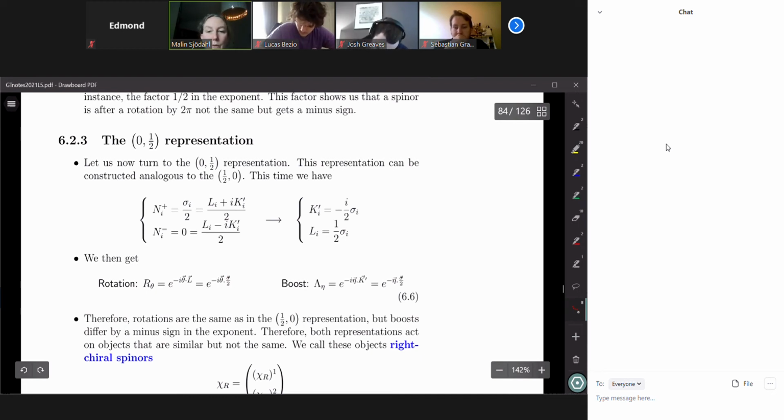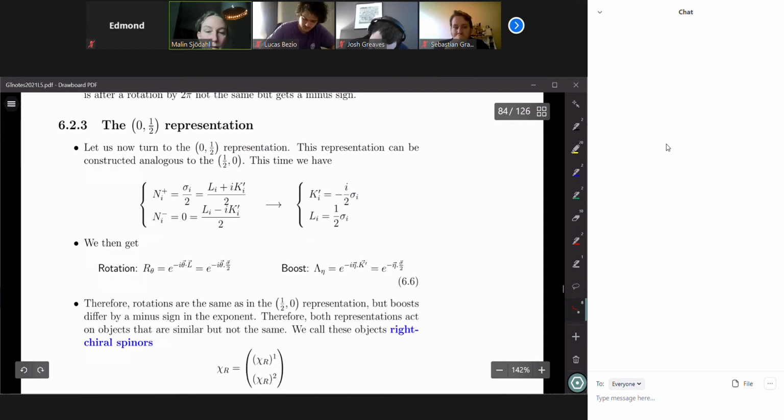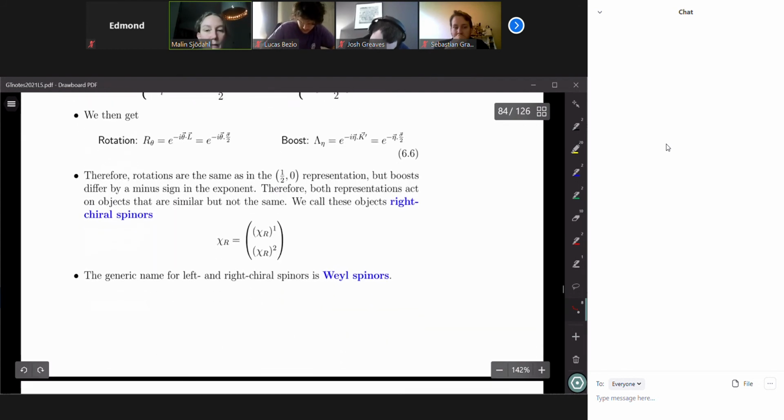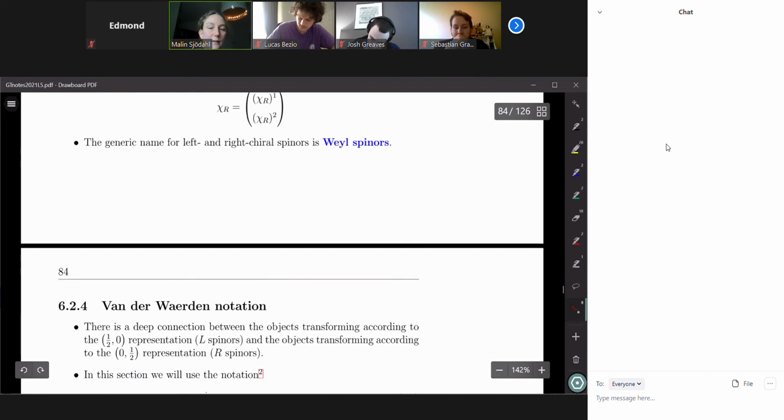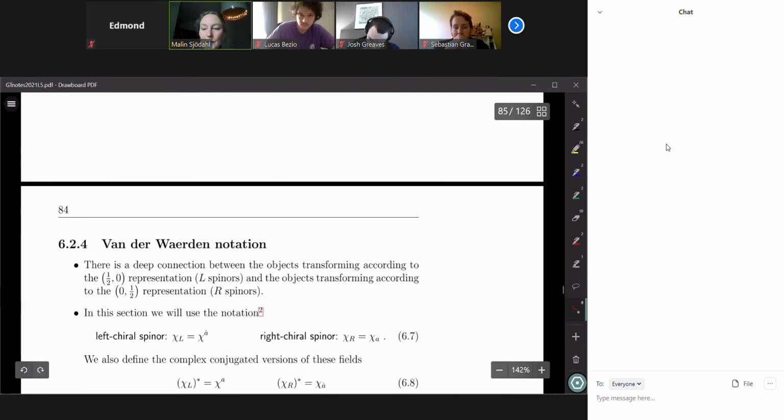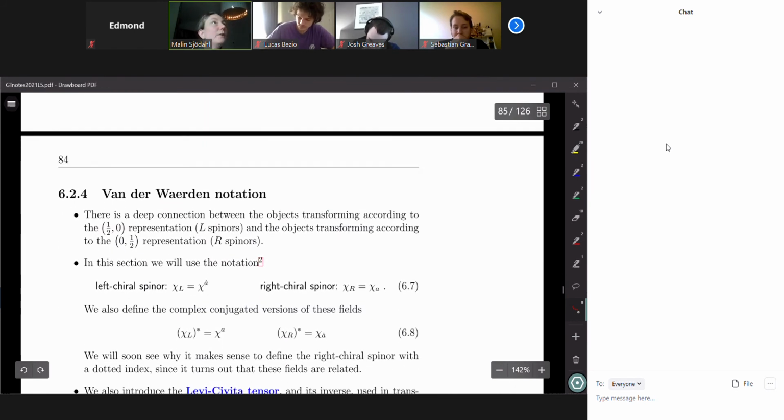However, for the boost, we will acquire an additional minus sign. So compared to what we had before, there is a minus sign there for the right chiral representation, by exactly the same steps as before. And quite generically, the left and the right chiral spinors, these two-component spinors, are called Weyl spinors. Now let's first see if there are questions so far.